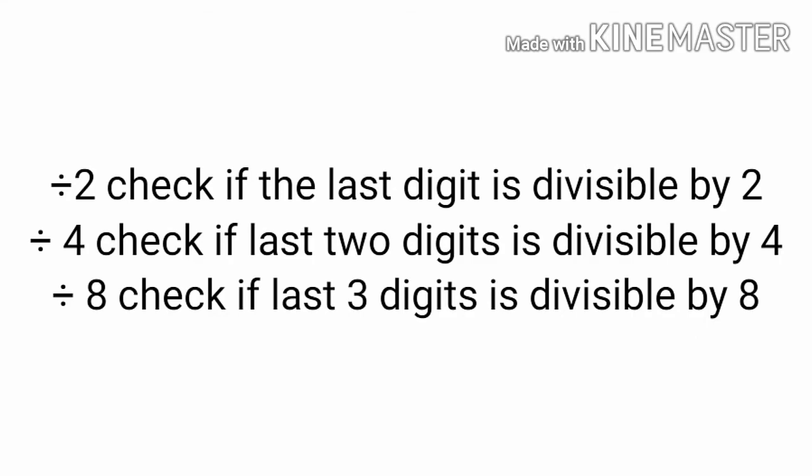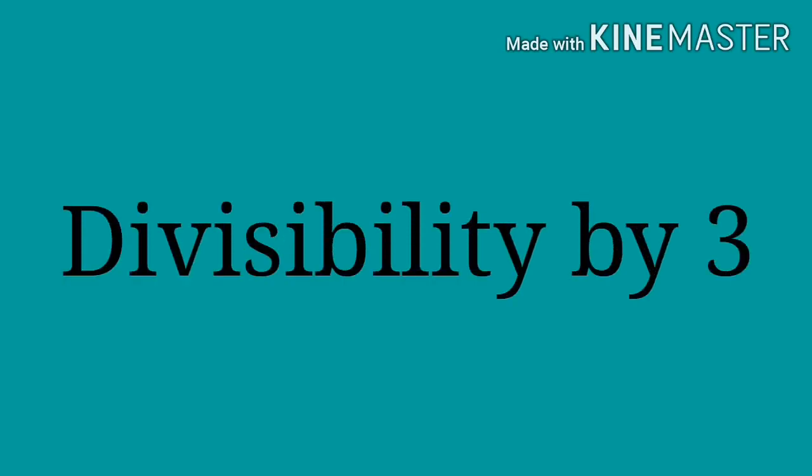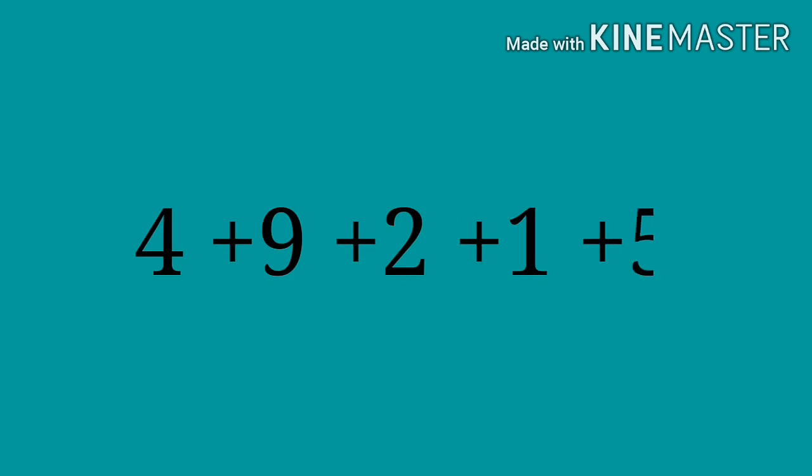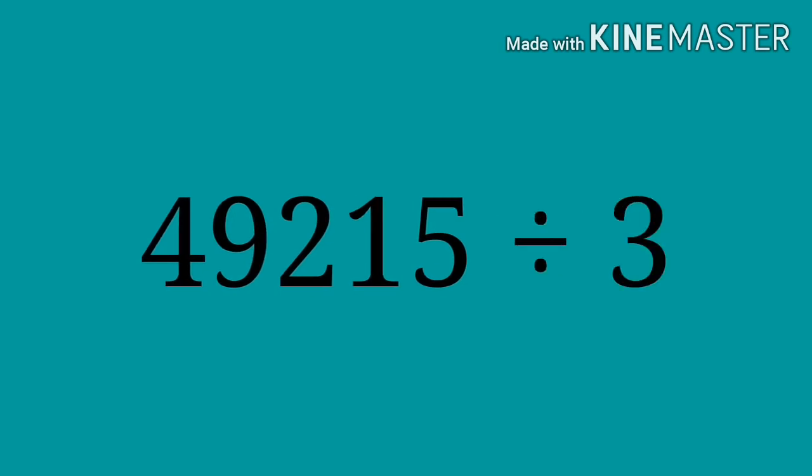Hope you understand. Now let us check divisibility by 3. We have a number here. Add together each digit of the number. Then take the sum and determine if it is divisible by 3. Then the original number is also divisible by 3. Here, 49215 is divisible by 3.